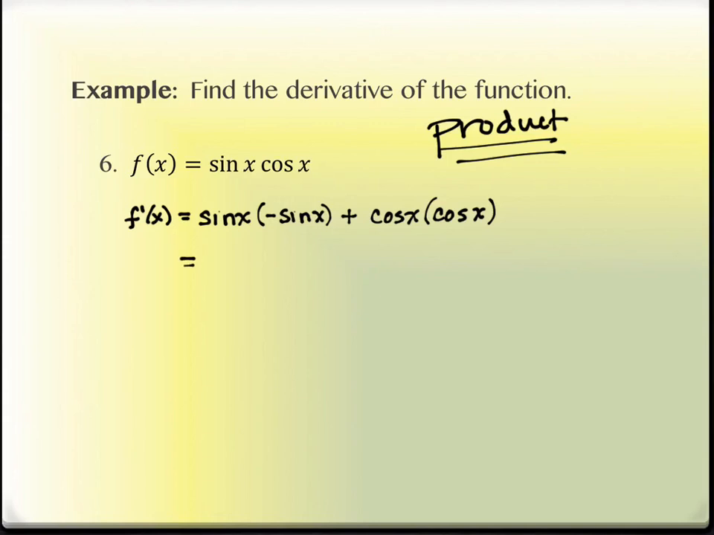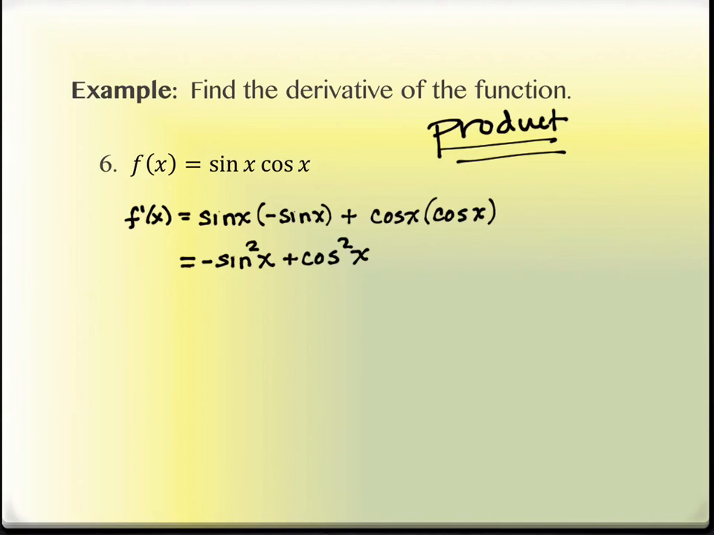Now, there's a couple of cleaning up things that I can do in terms of visuals, right? Like the negative can come to the beginning. What's another way I can write sine of x times sine of x? I can write sine squared of x, and the squared goes right here. And you can do the same thing for cosine squared of x on the second piece.